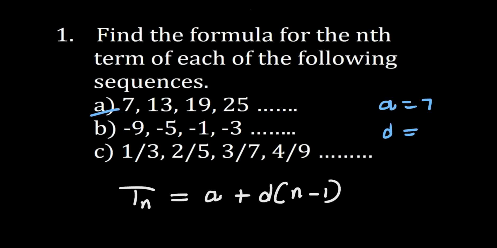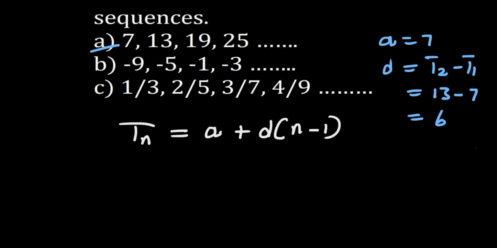The common difference d is the second term, which is t2 minus t1. All right, and that is going to be 13 minus 7, which is equal to 6. So the common difference is 6. So now we are going to plug these values into this formula.